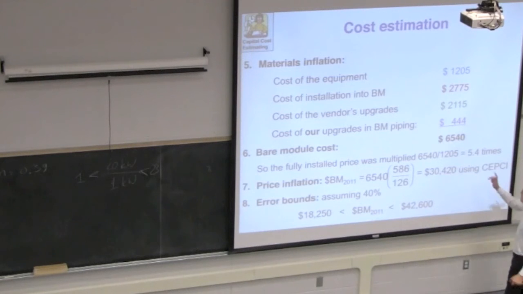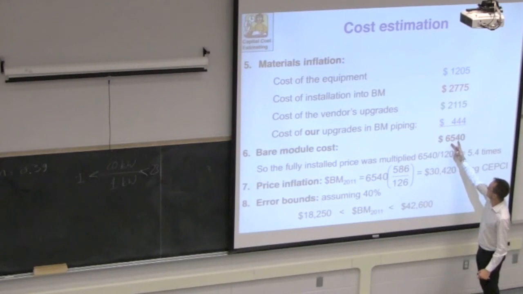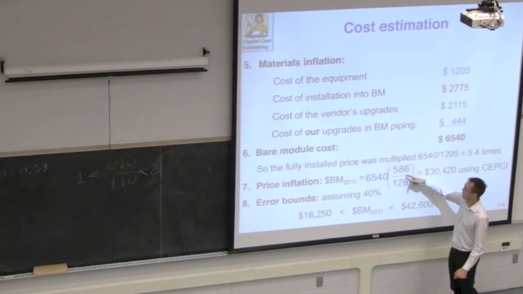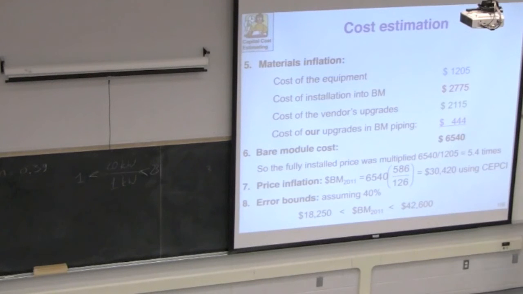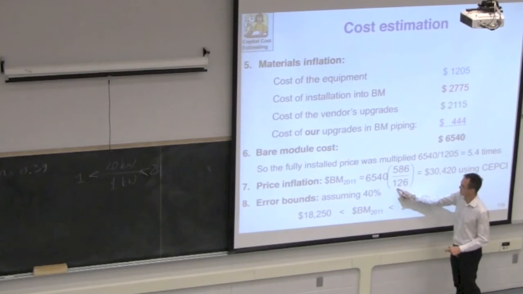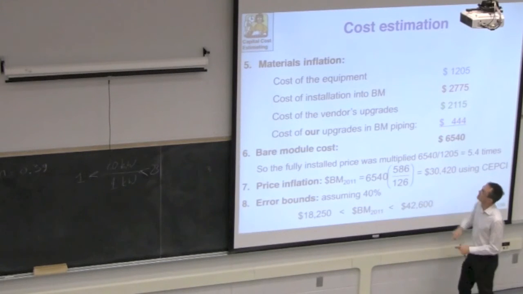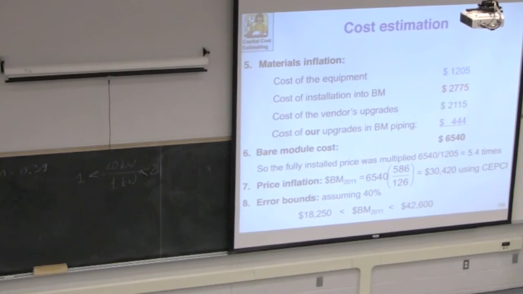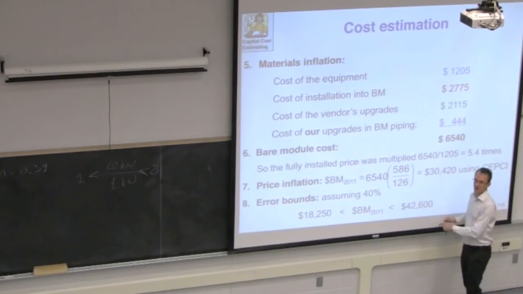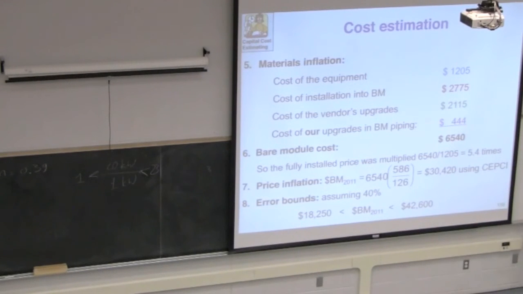So the last step then is to take this up to today's cost, 6,540. I've used the CEPCI index this time to do that. So we take it from 1970, where the index was valid at 126, to 2011, where it was valid at 586. And then lastly, in step eight, we pulled the upper and lower bounds of the error of 40%. I'm using 40%. Notice it wasn't given in the table. So the assumption is 40% is the standard.